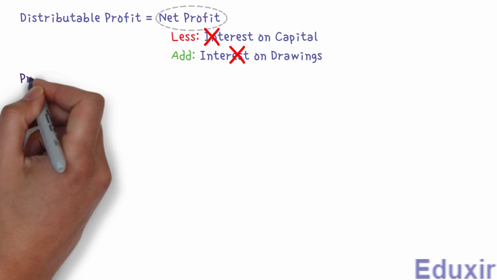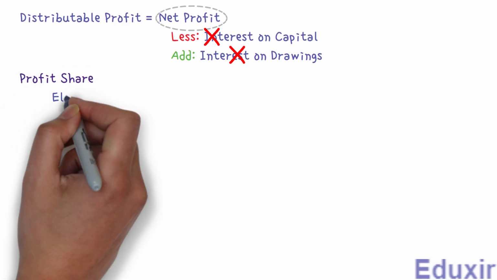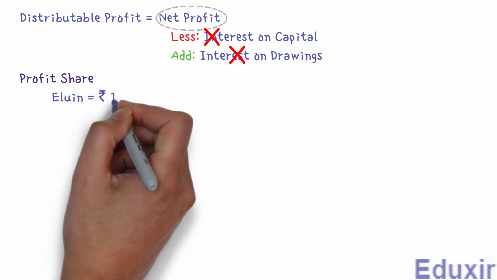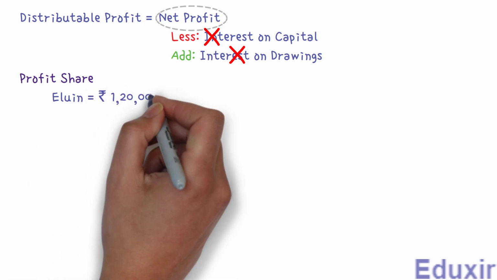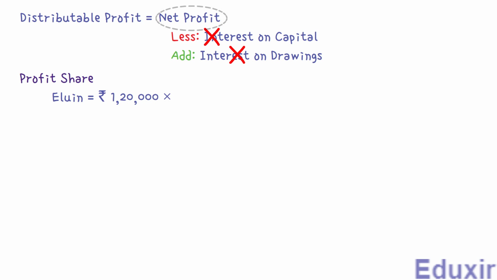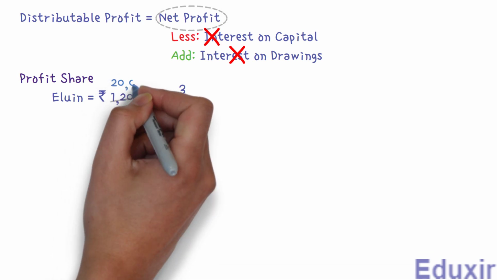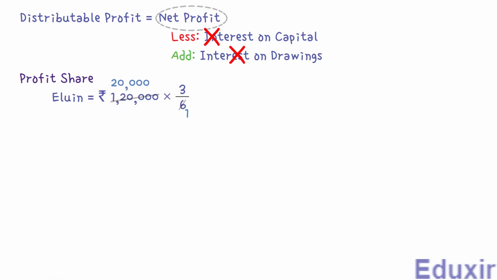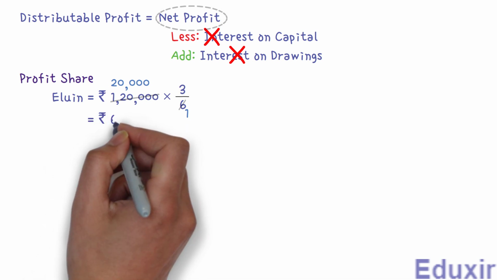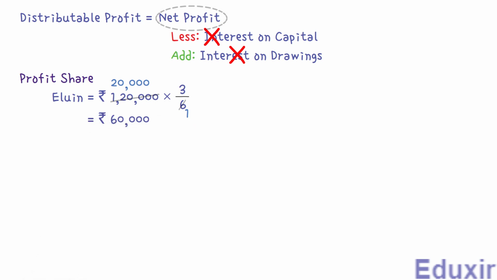Considering this, the profit share of the partner Eluin will be equal to the total net profit amount of 1,20,000 rupees multiplied with his profit sharing ratio 3/6. Cancelling with 6, 6 ones are 6, 20,000 are. Now, if we multiply the remaining 20,000 rupees and 3, we get 60,000 rupees. This is the profit share of the partner Eluin.